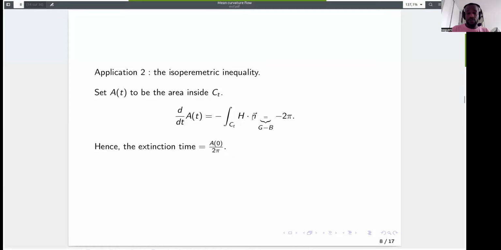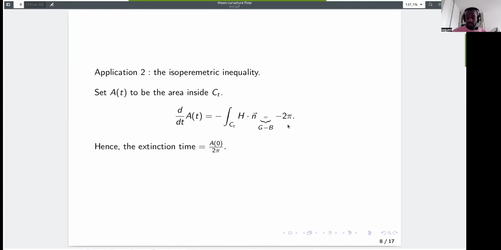So by this formula, we can go further and use the Gauss-Bonnet theorem. What does the Gauss-Bonnet theorem say? It says that the integral of the curvature over a curve is equal to 2 pi. So the derivative of the area is equal to minus 2 pi. So the area is an affine function. It starts at A0 and it disappears at some extinction time. And we can set the equation and prove that the extinction time is equal to A0 over 2 pi.